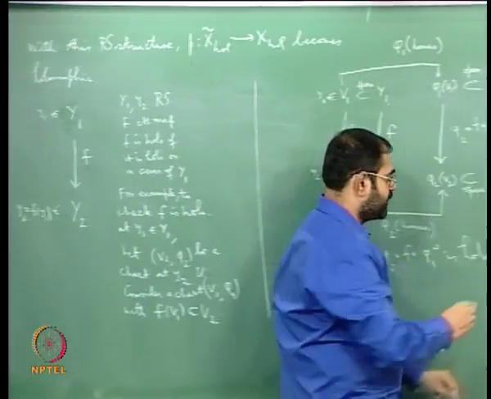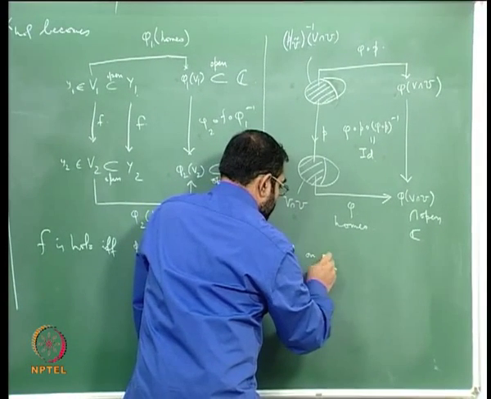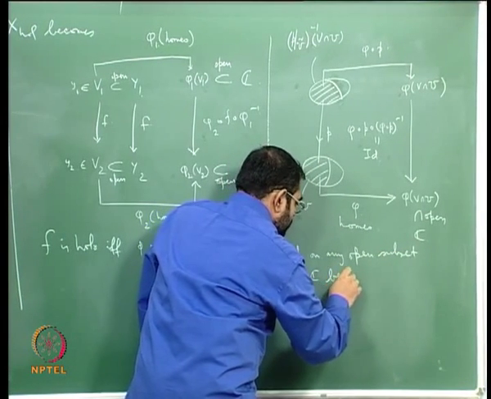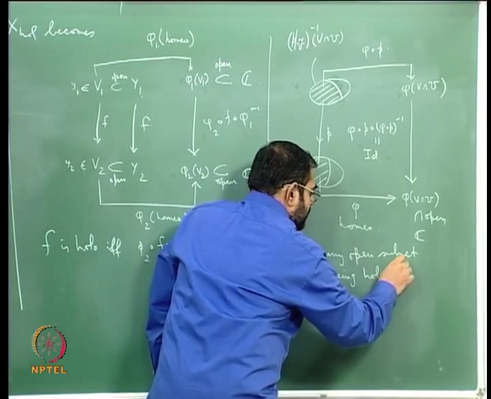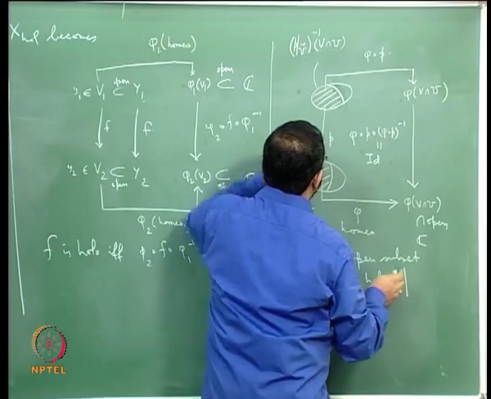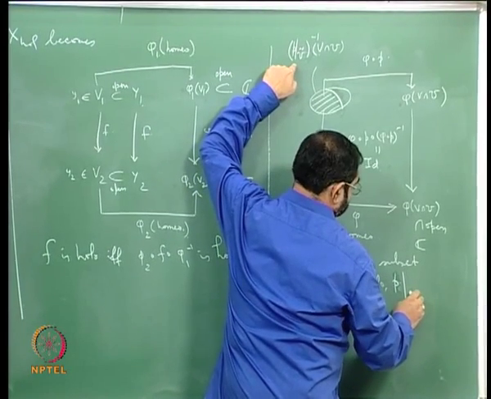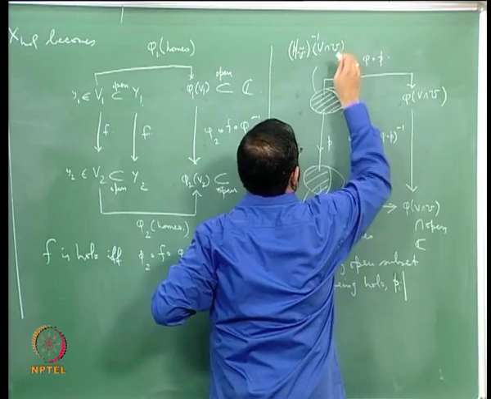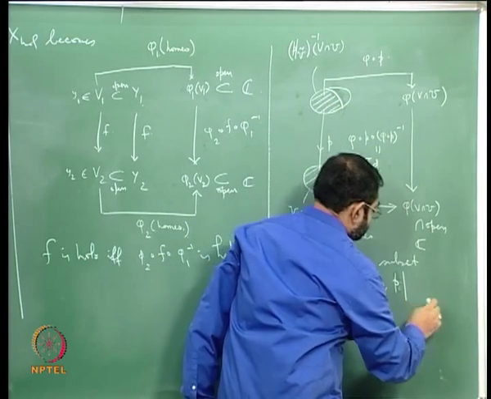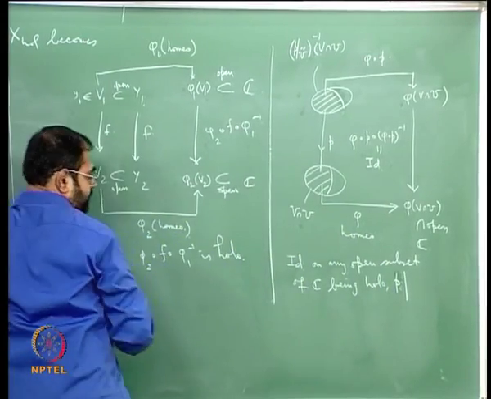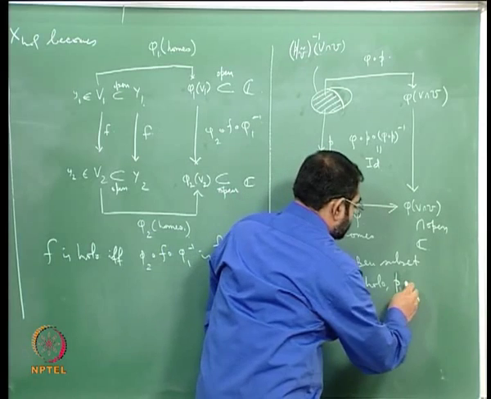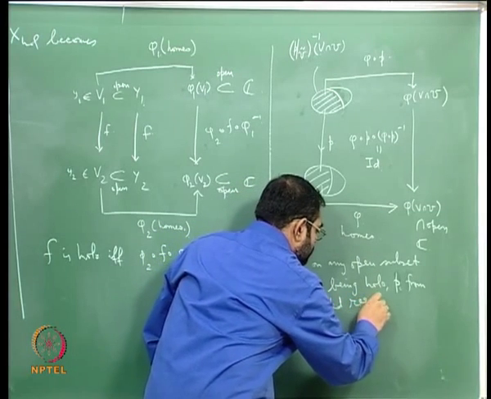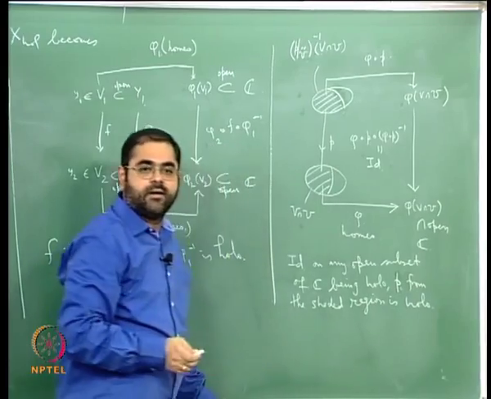So it's very clear. The identity map on any open subset of C being holomorphic, P restricted to the shaded region is holomorphic, okay, alright.